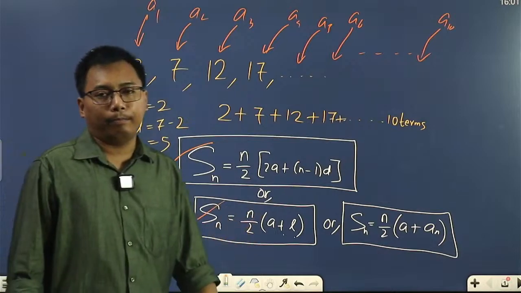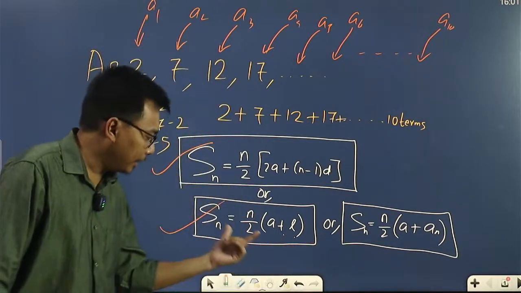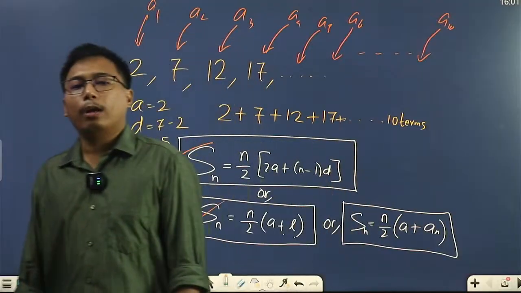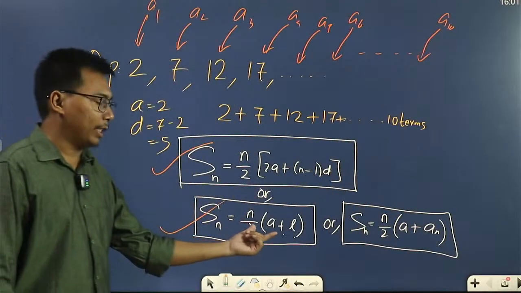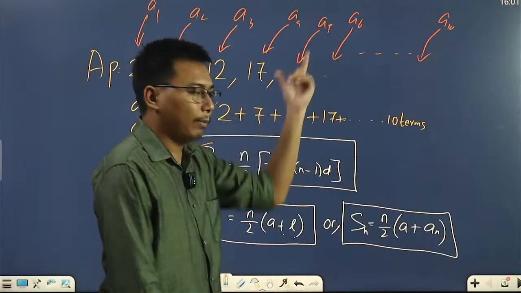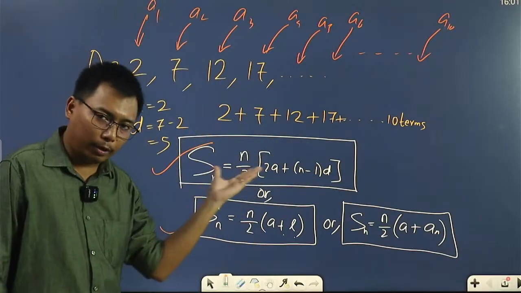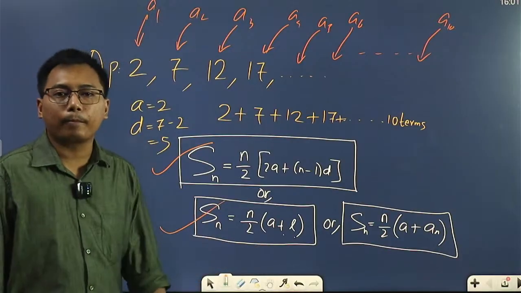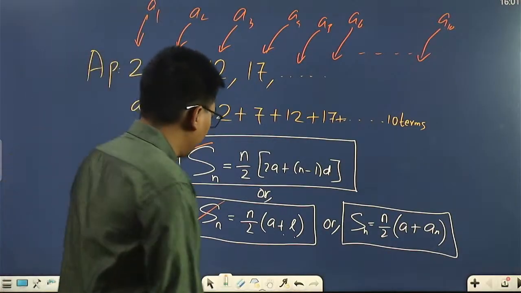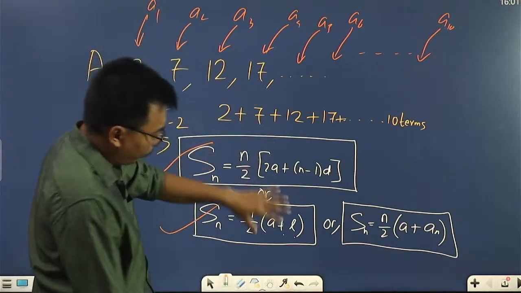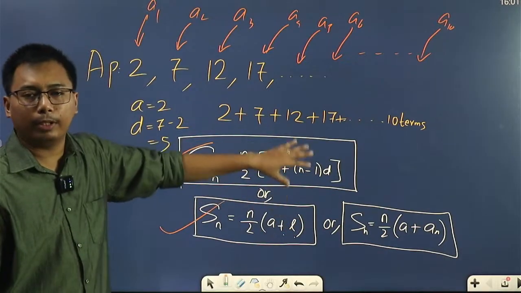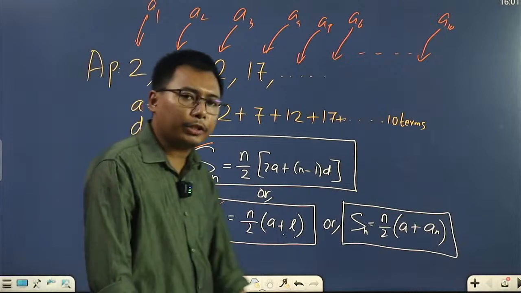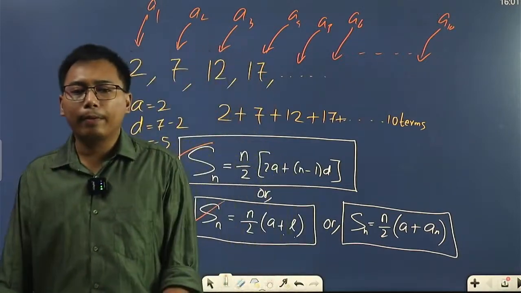Second formula: we will use the second formula when the last term is given. When the last term is not given, we'll use the first formula. When the last term is given, we'll use the second formula. You only need to know these two formulas to solve the questions from this topic.